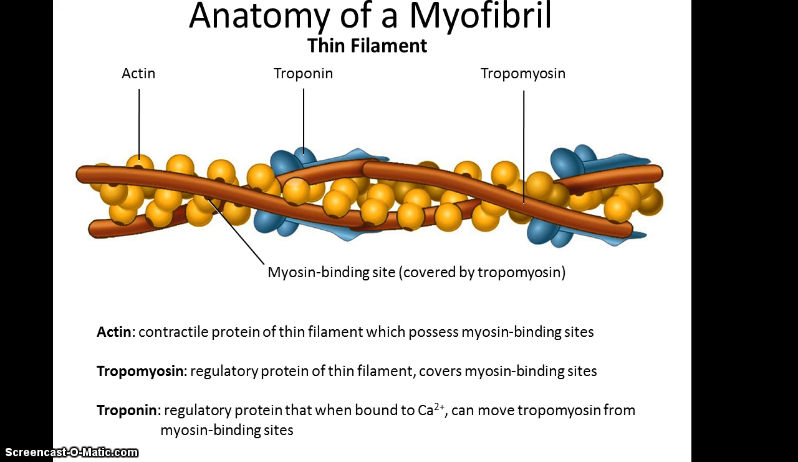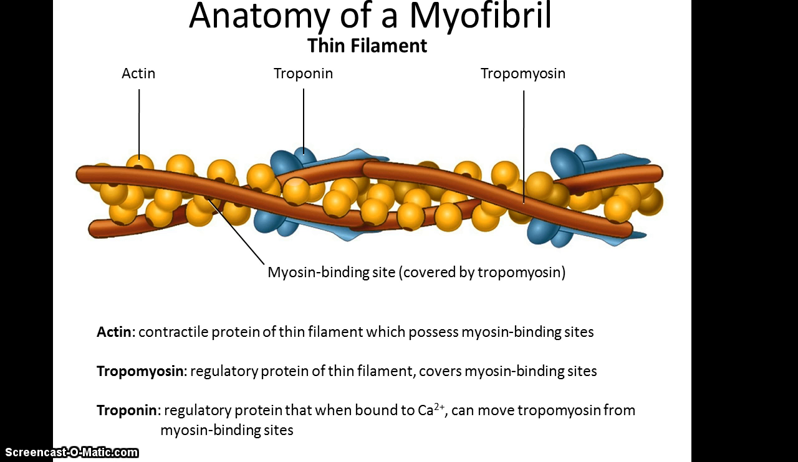You also have two regulatory proteins found in the thin filament. You have the tropomyosin, which in this case is shown as a long brown rod, and the tropomyosin actually covers the myosin binding sites, so it prevents myosin from binding to actin.